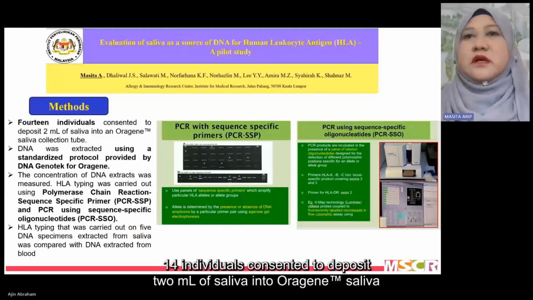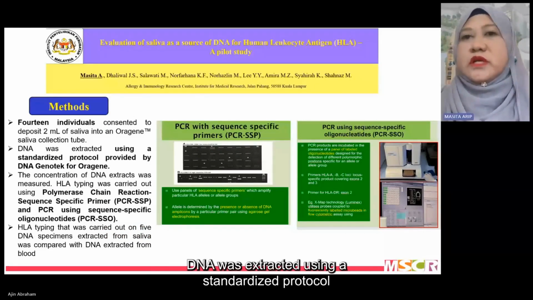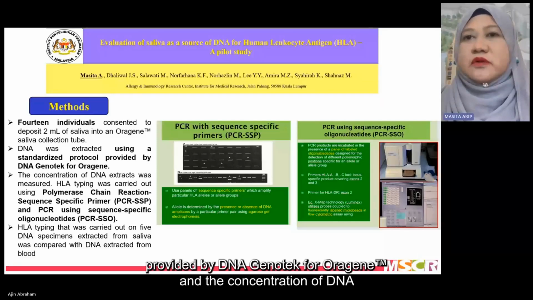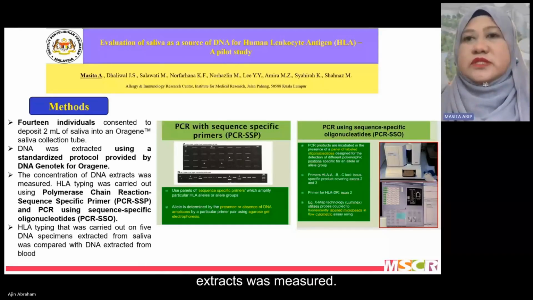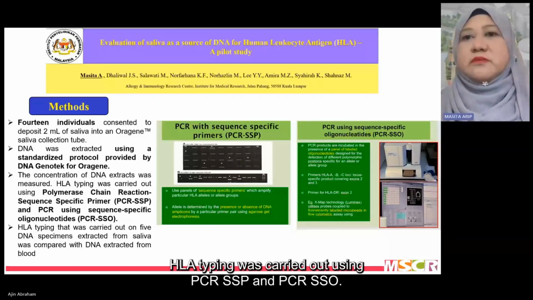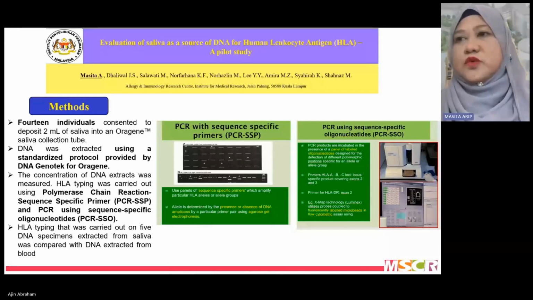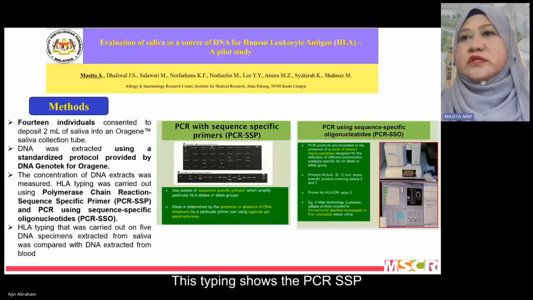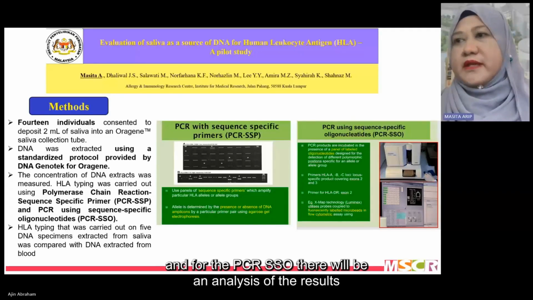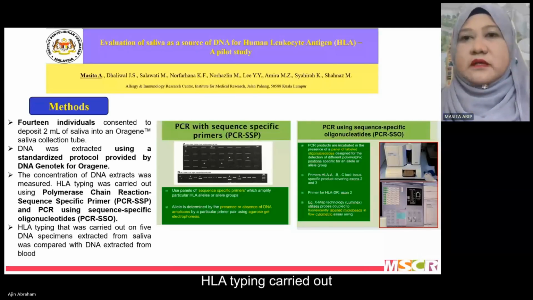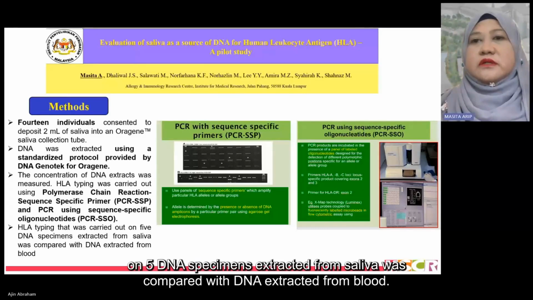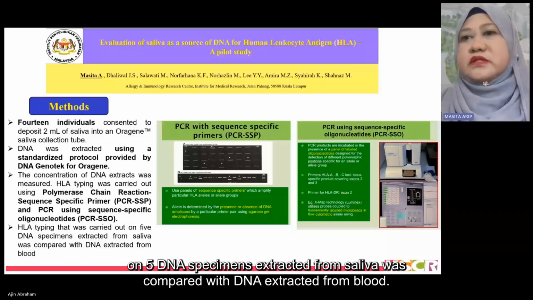In terms of methods, 14 individuals consented to deposit 2 ml of saliva into the Oragene saliva collection tube. DNA was extracted using a standardized protocol provided by DNA Genotek for Oragene, and the concentration of DNA extracts was measured. HLA typing was carried out using PCR-SSP and PCR-SSO. This diagram shows the PCR-SSP, where as you can see there is a band, and for the PCR-SSO, there will be an analysis of the results. HLA typing carried out from saliva was compared with DNA extracted from blood.